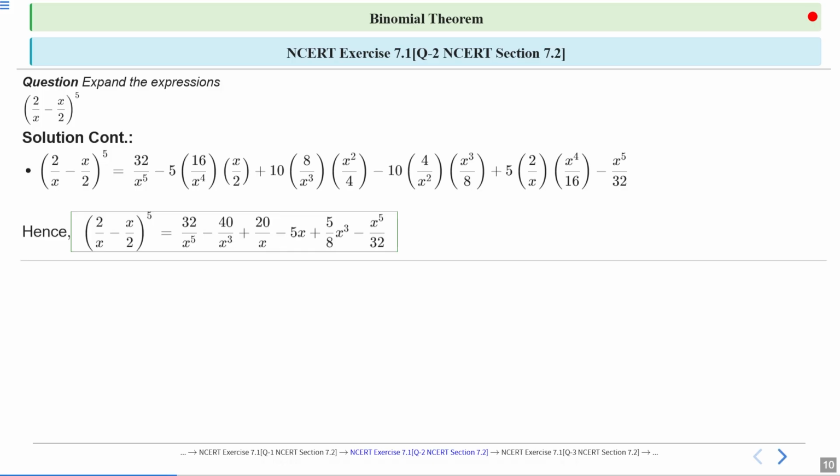Hence, (2/x − x/2)^5 is equal to 32/x^5 − 40/x^3 + 20/x − 5x + 5/8 x^3 − x^5/32. So I hope this question is clear to all of you. So now let's move to the next question.